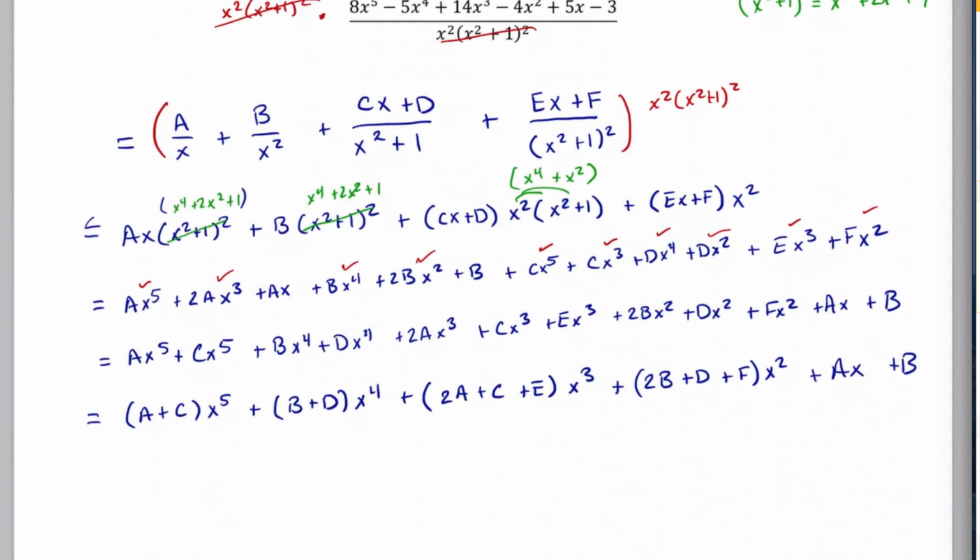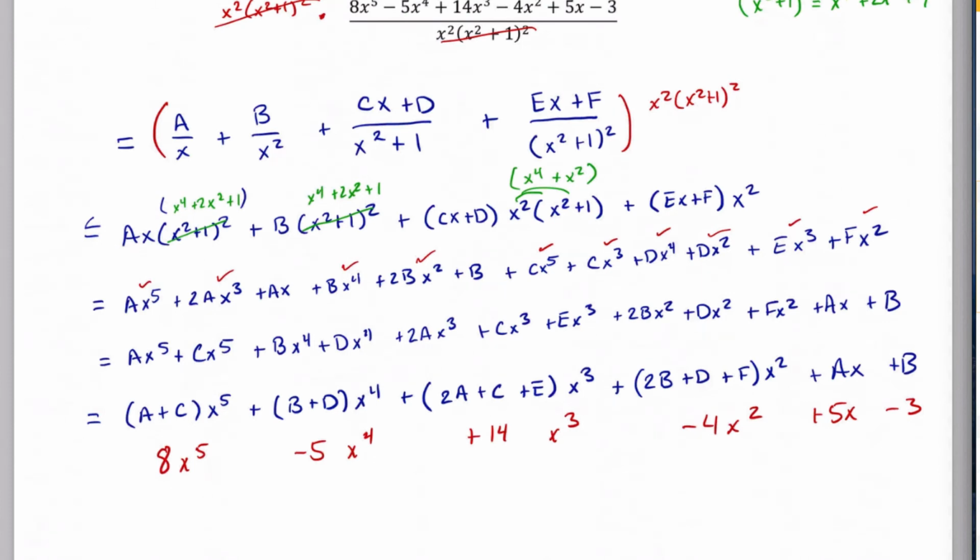Now this is good because if I go to my original, I guess I'll do it in red maybe. My original is 5x to the 5th minus 5x to the 4th plus 14x cubed minus 4x squared plus 5x minus 3. And so I can match those constants up with those coefficients, and they should be equal. The left and the right side should be equal.